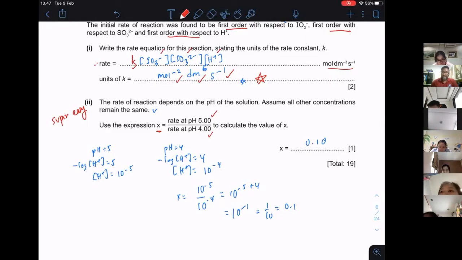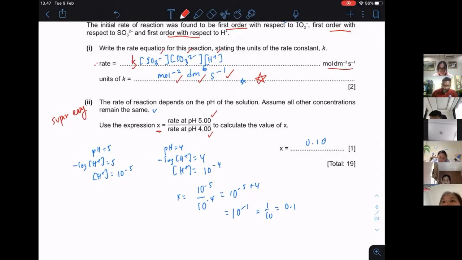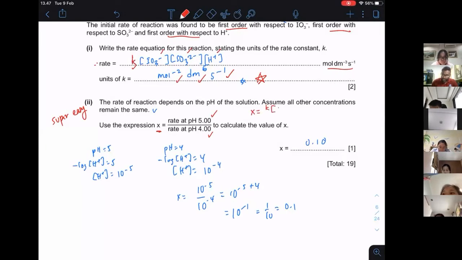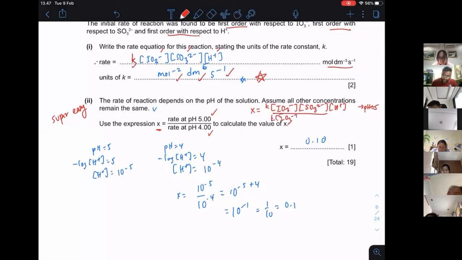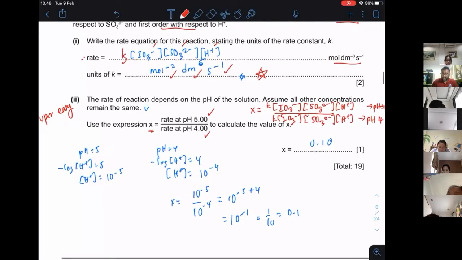Now, do remember the rate equation: they are telling us all the other values are the same. It means the k is going to be, if I write down the equation, x equals k, concentration of IO3, and I just write down H plus. All this happens at pH 5, divided by k, and this one happens at pH 4. What I can see over here is you can cancel because this one is the same.